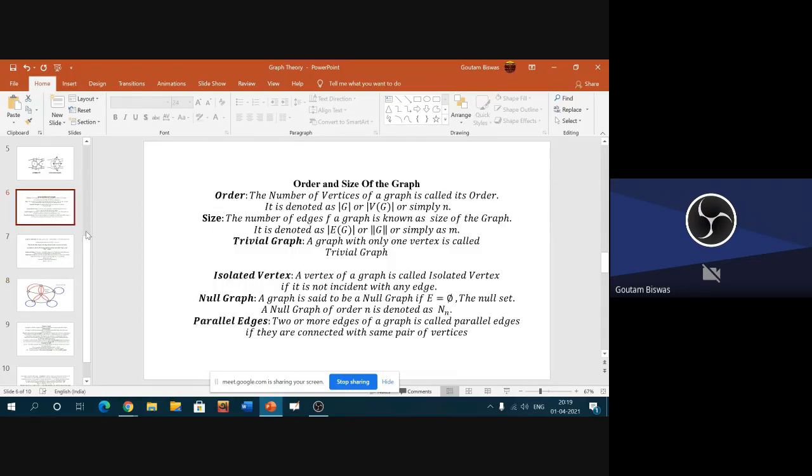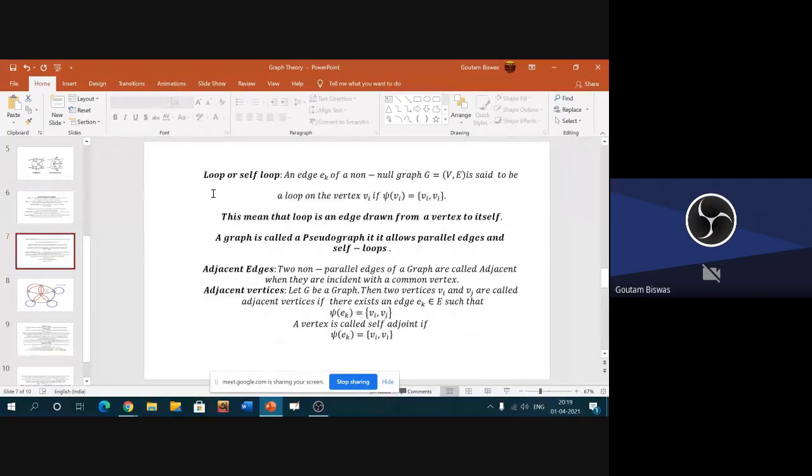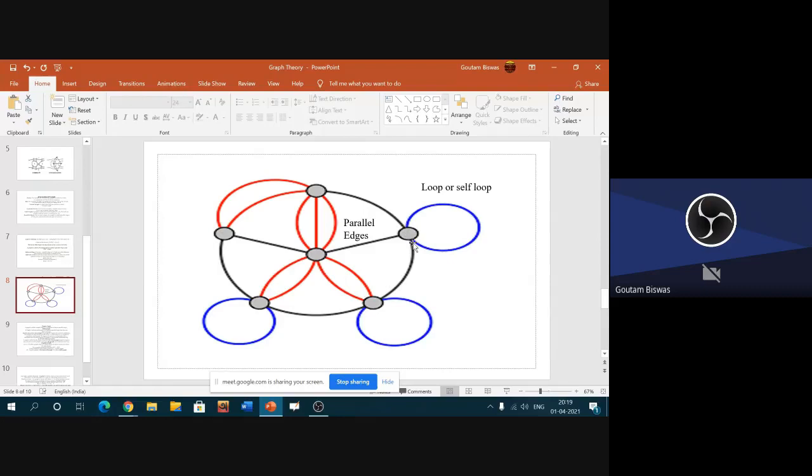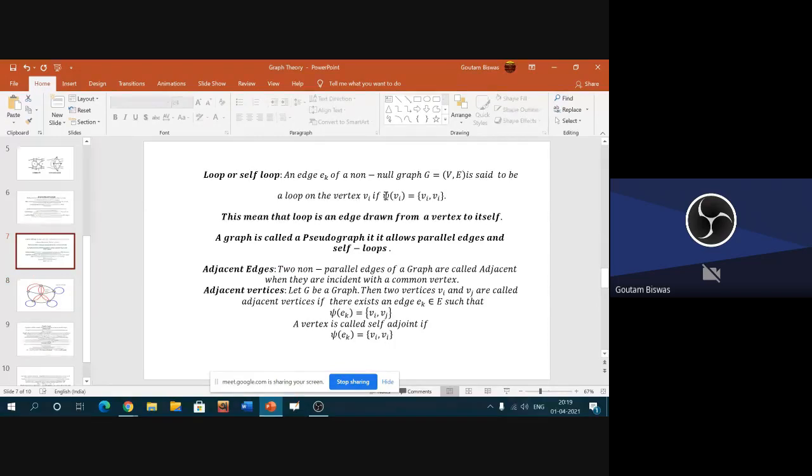Now we define loop. An edge e_k of a non-null graph G is said to be a loop at the vertex v_i where psi of e_k is v_i, v_i. Look at this, starting from v_i and ending at v_i. So the psi function did this job. This means that a loop is an edge drawn from a vertex to itself.